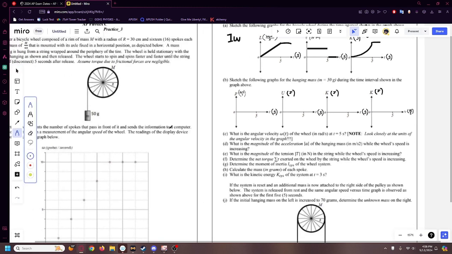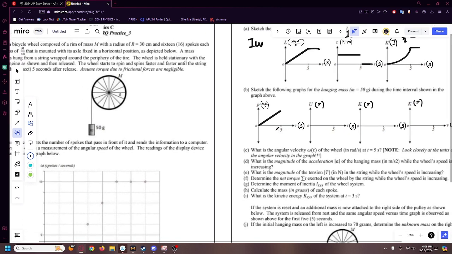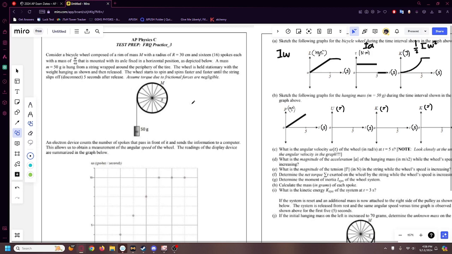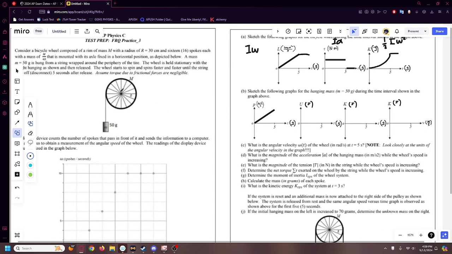So the graph for momentum would be like this. And then after 5 seconds, the string will disconnect, and I take that as it is no longer connected here and it's still falling down, which means it'll accelerate faster. So for 7 seconds, it will be like this.